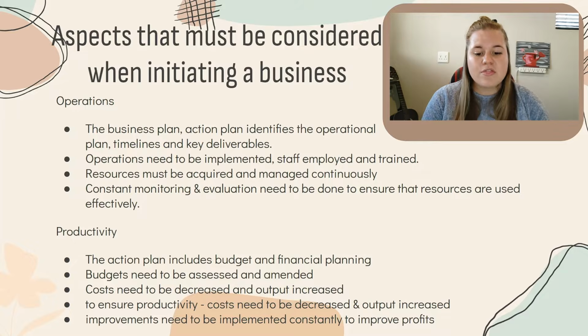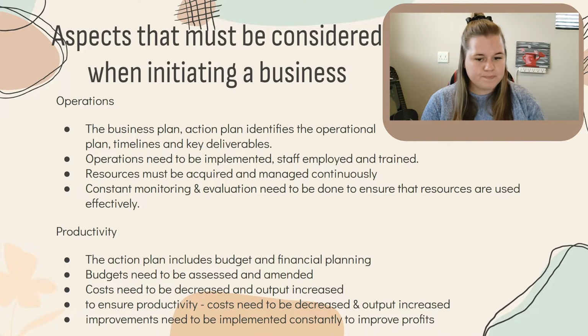Productivity. The action plan includes budget and financial planning. Budgets need to be assessed and amended. Costs need to be decreased and outputs increased. To ensure productivity, costs need to be decreased and outputs increased. Improvements need to be implemented constantly to improve profits.